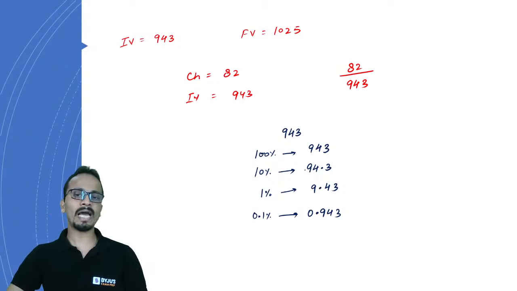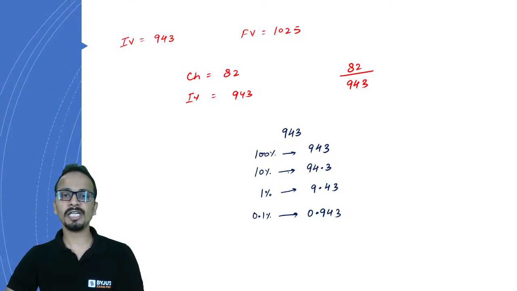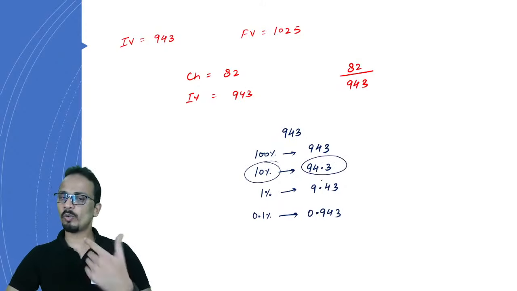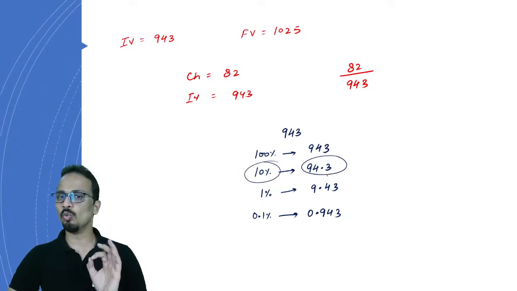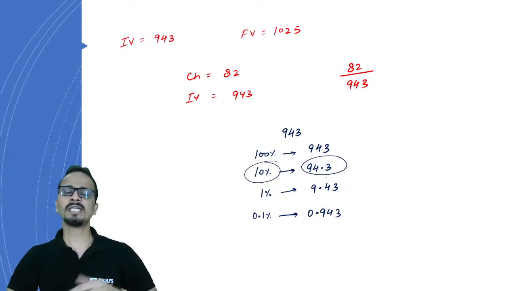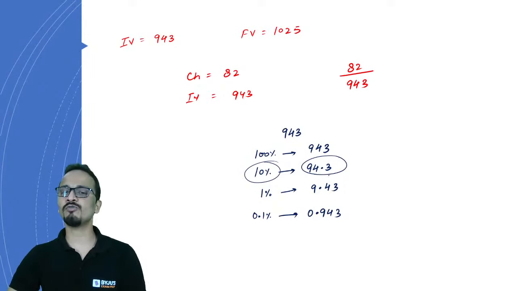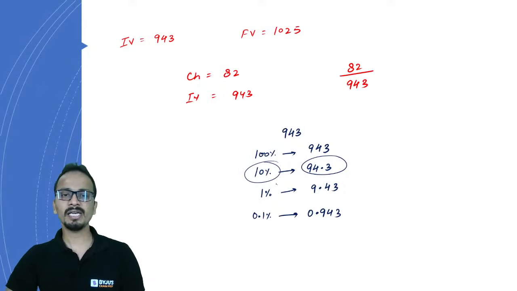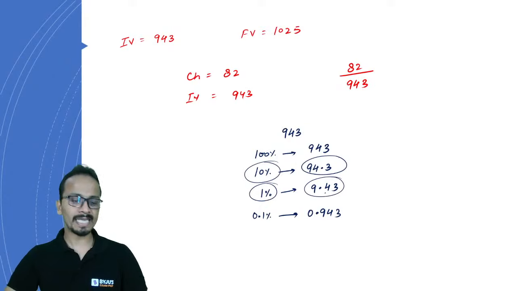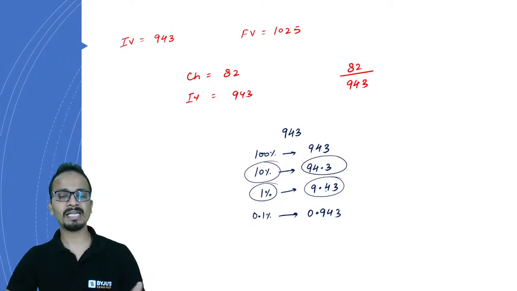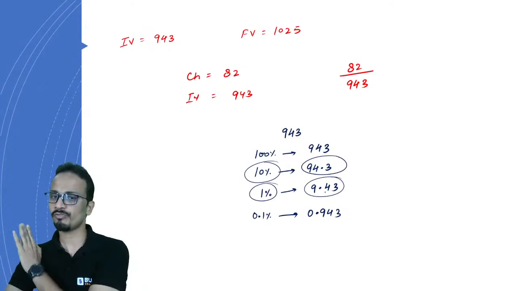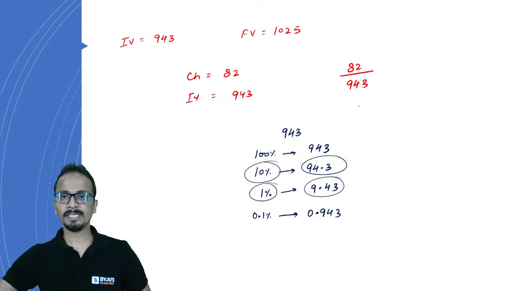All right, fine. Now 10% I already have. So if I want to look at 20%, 30%, 40%, 10% I already have. 20% will be double of this value, 94.3 multiplied by 2, 188.6. 30% will be triple of this, 40% will be 4 times this value. Similarly, I have 1%, I can calculate 2%, 3%, and so on by multiplying these numbers by 2, 3, or 4.